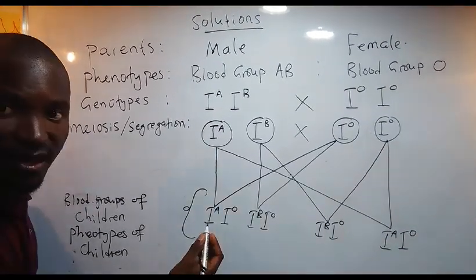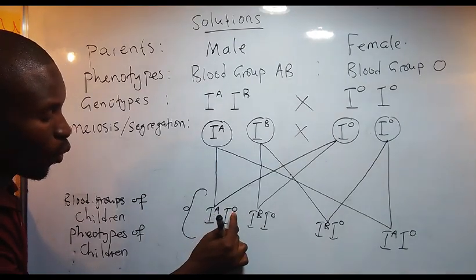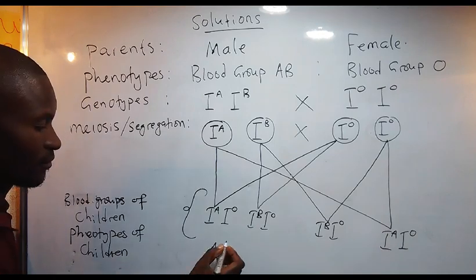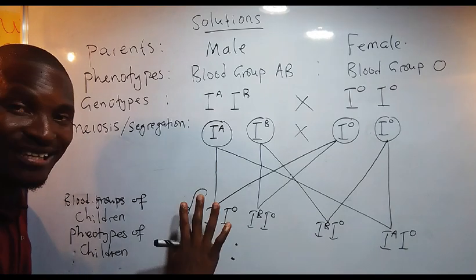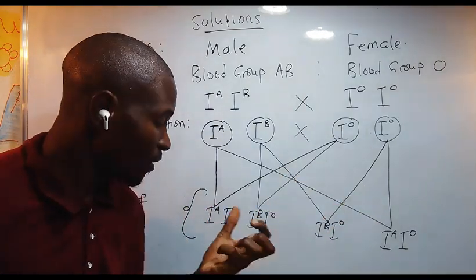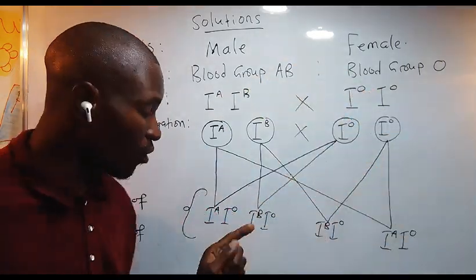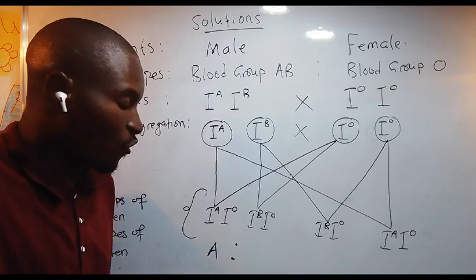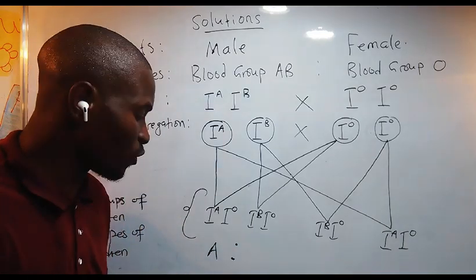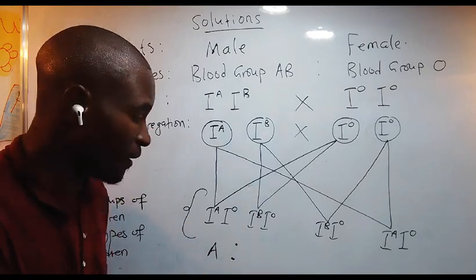So meaning, when someone has this kind of combination of blood A, O, they are just in group A, okay? Because O is recessive. I mean, blood group A is dominant over blood group O. So we just say you're in blood group A, though you have the combination of blood group O, okay?